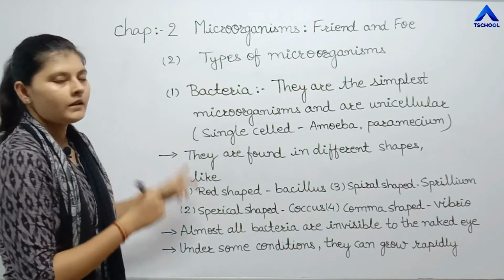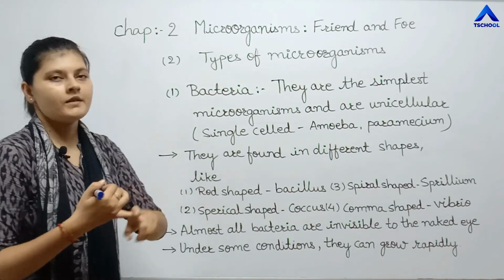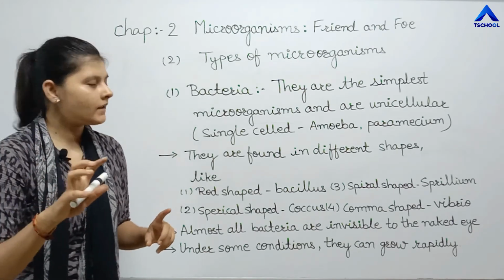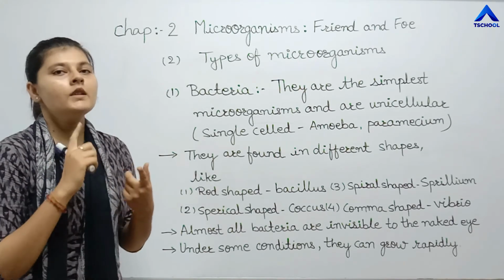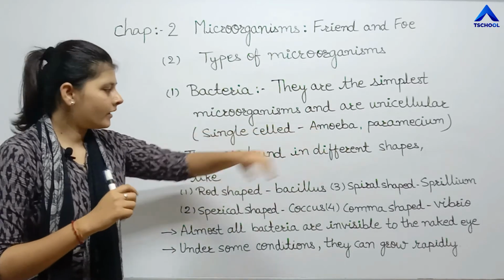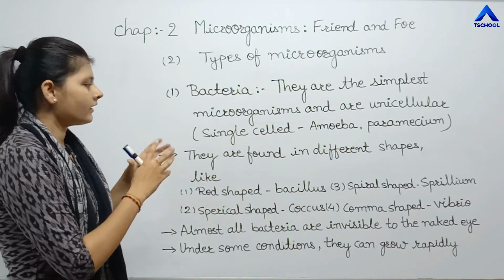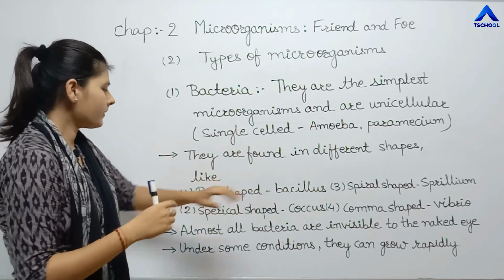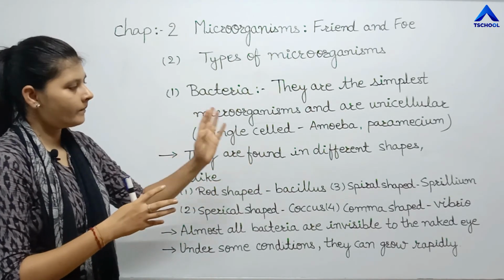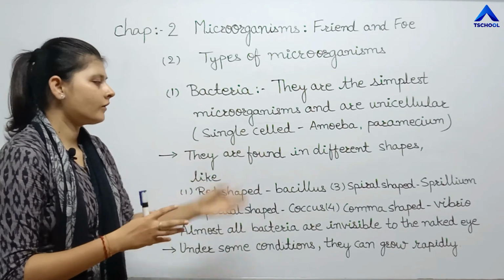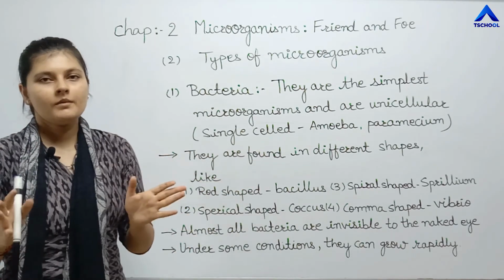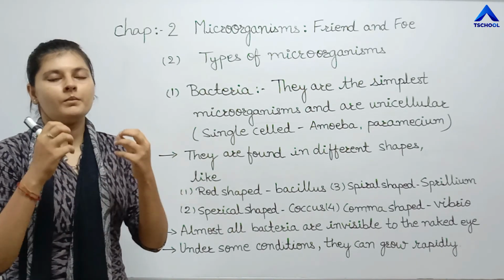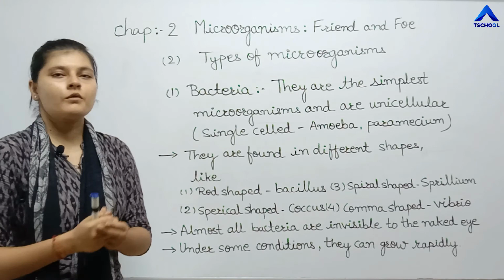So this is it for the bacteria, that they are the simplest microorganism. They are unicellular, मतलब कि वो single celled है. The examples of single cell are amoeba and paramecium. The next thing is the characteristic of it, that they are found in different shapes: rod shape, spherical shape, spiral shape and comma shaped. You cannot see the bacteria by your naked eye. And the next thing is, if you are giving them a favorable condition, they can grow rapidly.